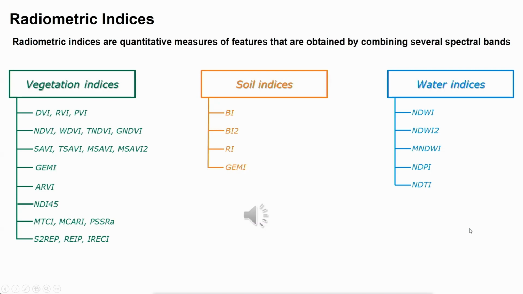Now let's go a bit deeper into data processing and how multispectral data can be used to monitor vegetation and crops. One of the main methods used for monitoring vegetation, but also soil and water, are radiometric indices. The radiometric indices are quantitative measures of features that can be obtained directly by remote sensing data by combining several spectral bands.